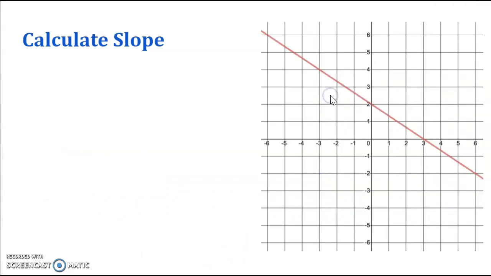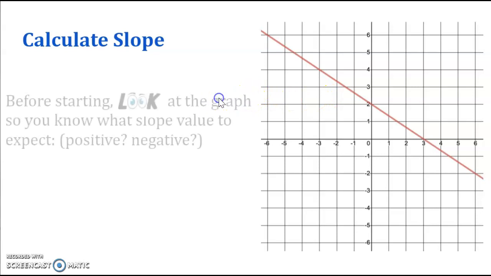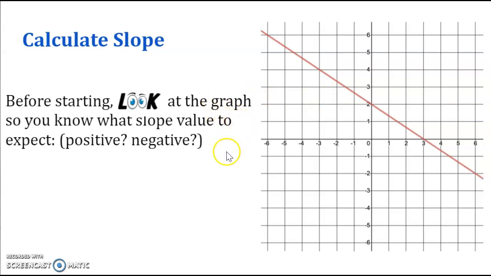Okay, then calculating slope. How do we calculate slope? Well, before starting, look at the graph so you know what slope value to expect. When you see this sloping downwards, is it a positive slope or is it going to be a negative slope?